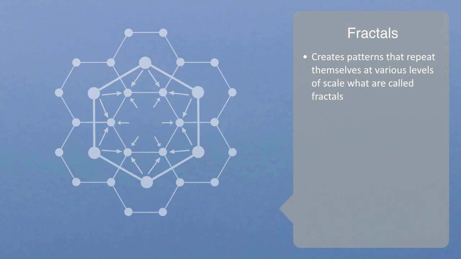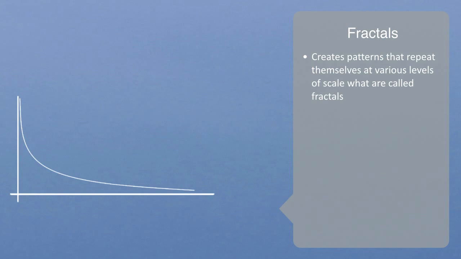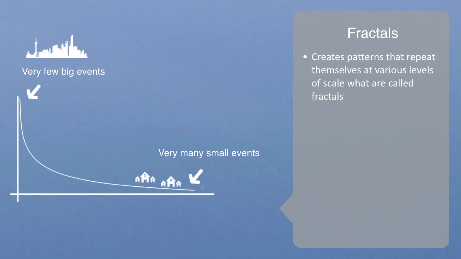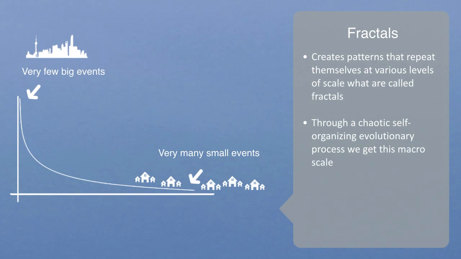Characteristic of these fractals are power law distributions that describe a power or exponential relationship between the frequency of the occurrence of a phenomena and the scale of that phenomena. Urban networks have been shown to follow this power law relationship between the size of the city and how many cities there are of that size. This is quite remarkable that through a somewhat chaotic, self-organizing evolutionary process, we get this macro-scale pattern of organization that has a quantifiable regularity to it.